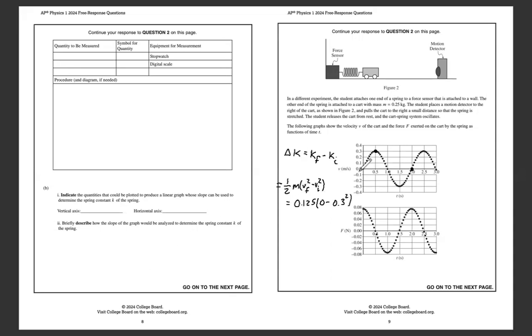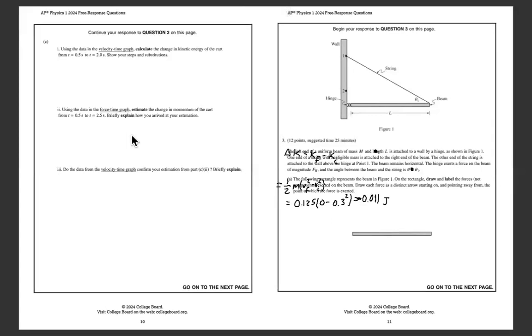All right, so our change in kinetic energy for C part 1 then would be 0.011, we'll just stop there, joules. And it would be negative, actually. Yep, perfect. Negative 0.011 joules. All right, have we satisfied the entirety of that question? Let's see before we move on to C part 2. Yep, there we go, steps and substitutions.